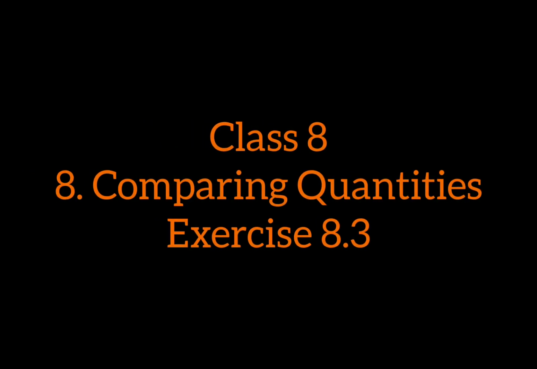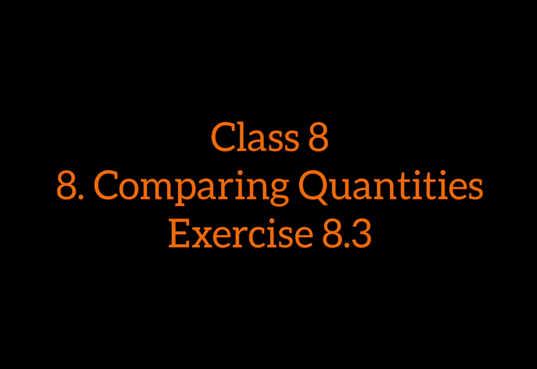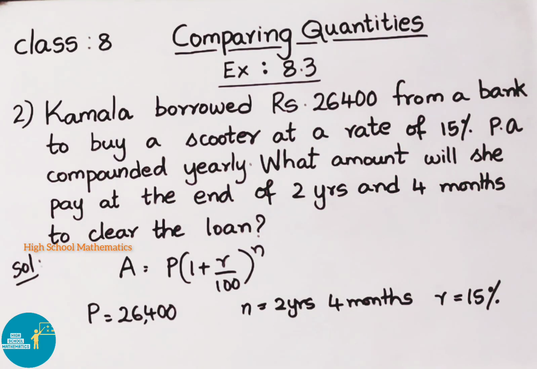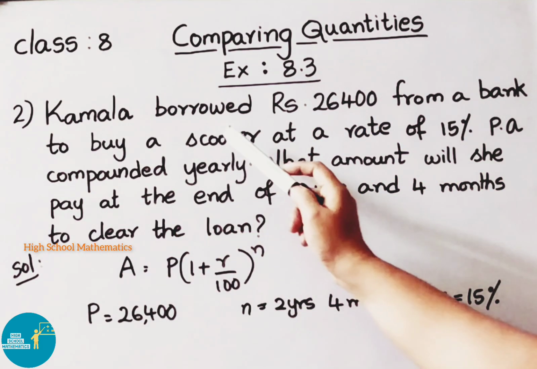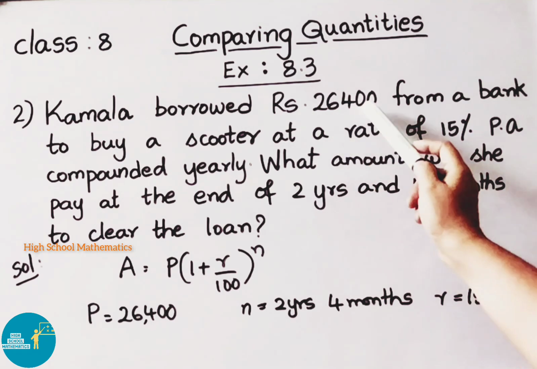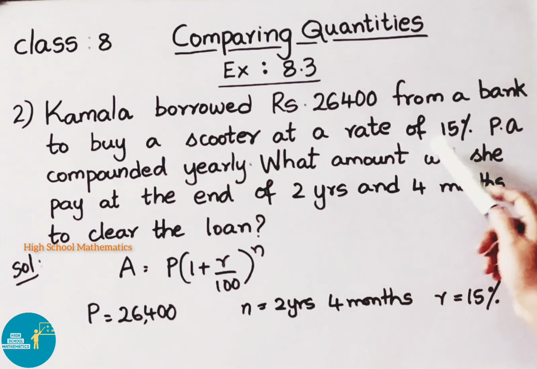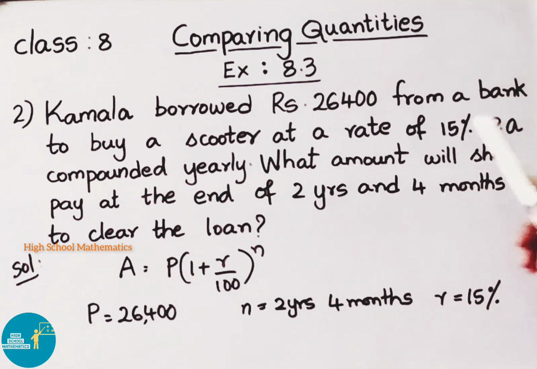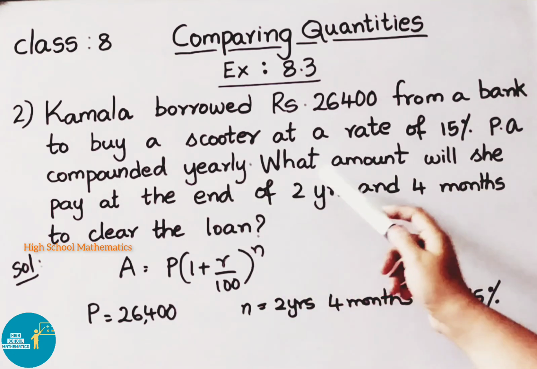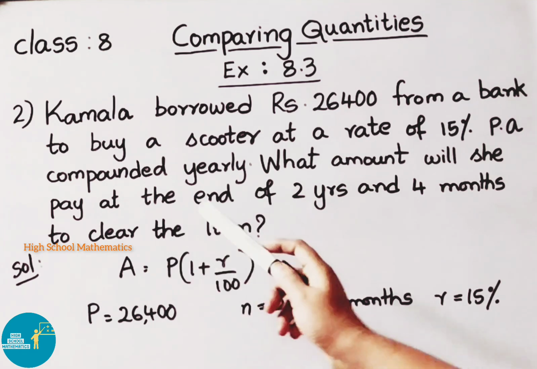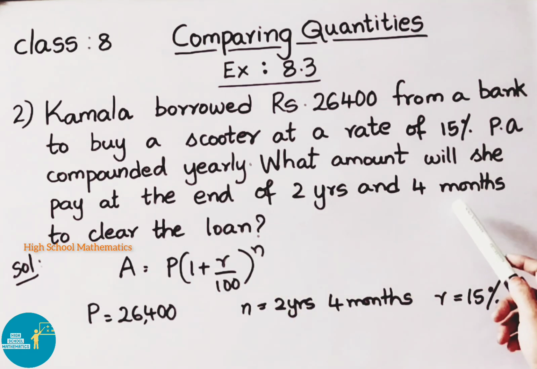Today we are going to learn Class 8, Chapter 8 Comparing Quantities, Exercise 8.3, second sum onwards. See now question number 2. Kamala borrowed 26,400 rupees from a bank to buy a scooter at a rate of 15% per annum compounded yearly. What amount will she pay at the end of 2 years and 4 months to clear the loan? Now let us see the solution.